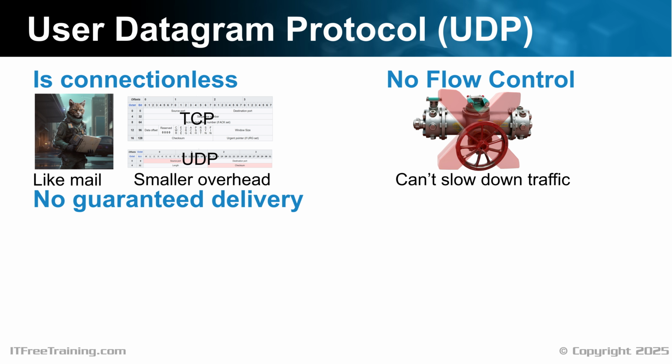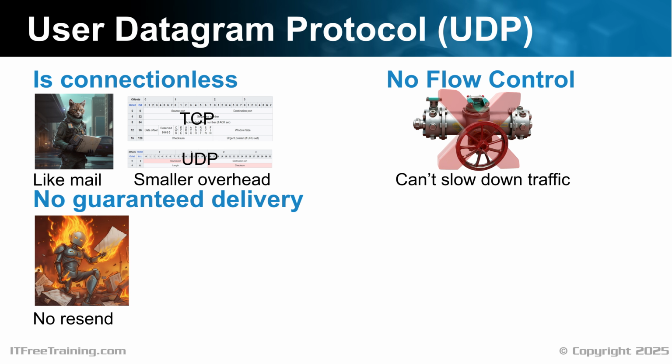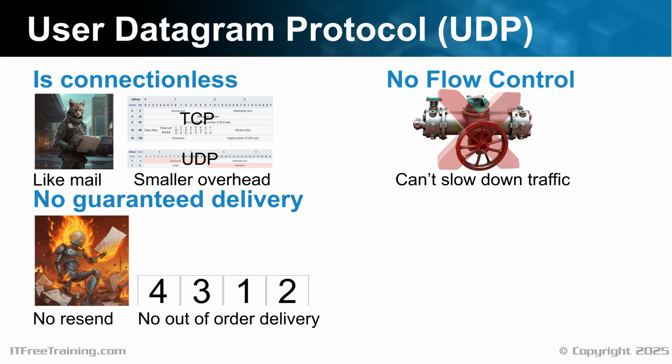UDP does not guarantee delivery of packets. Thus, if a packet is lost, it is not resent. It also does not guarantee the data will be delivered in order. TCP, in contrast, will resend lost packets, and if data arrives out of order, will reorder.